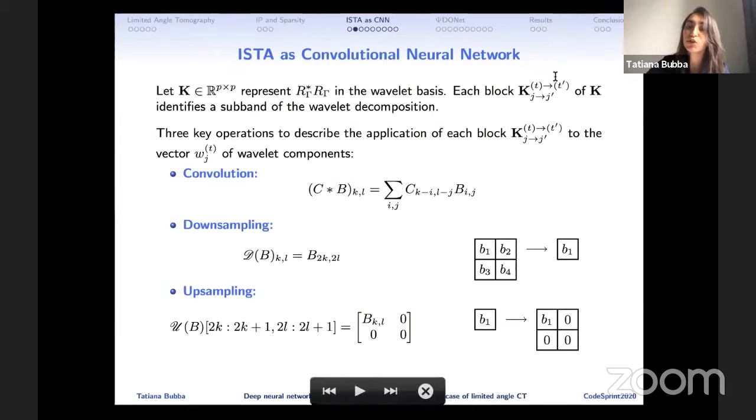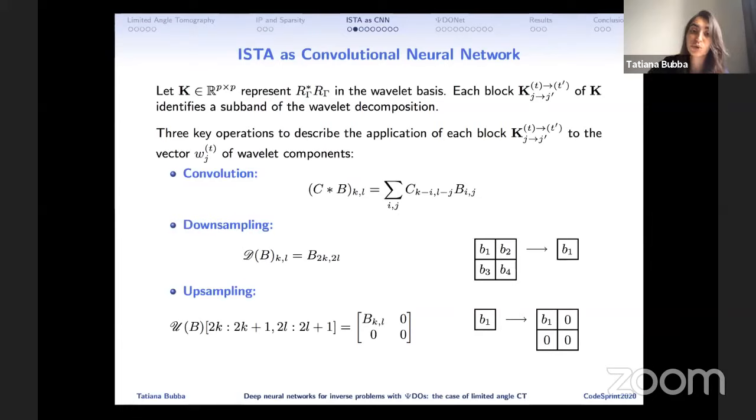And we denote each of these building blocks as this capital K with j to j prime and t to t prime. What it means is that this block identifies the block that allows me to move from the element of scale j and type t to the wavelet subband of scale j prime and the t prime subband. Okay, and to describe this as a convolutional neural network, we need three rather standard operations in the theory of neural networks.